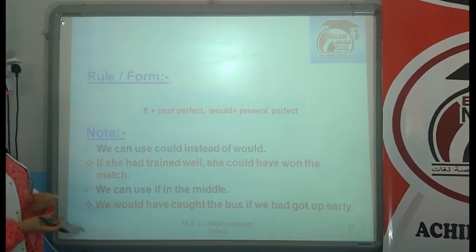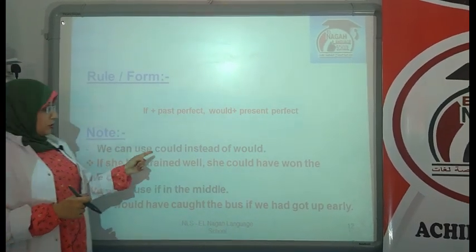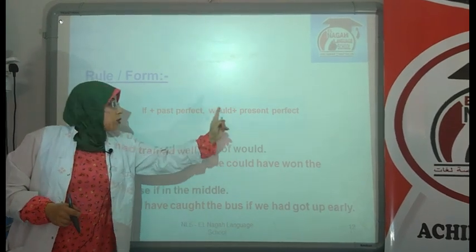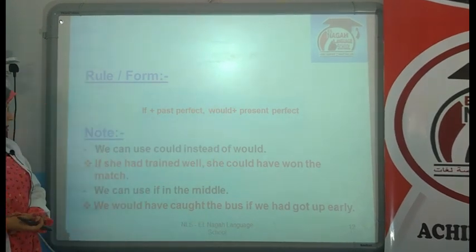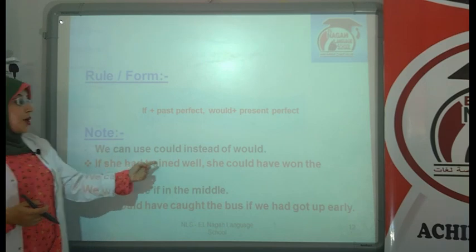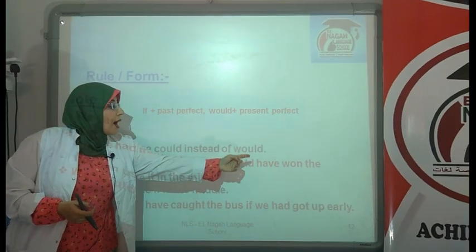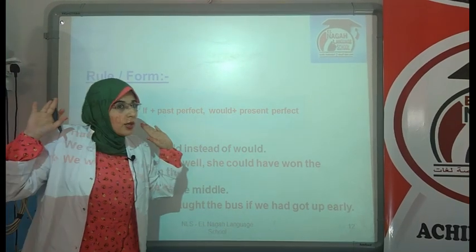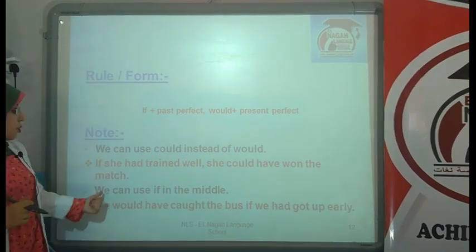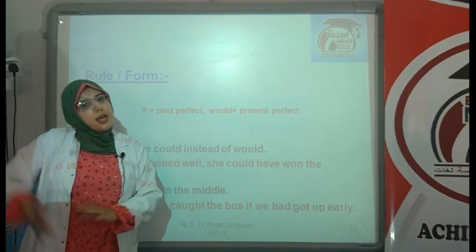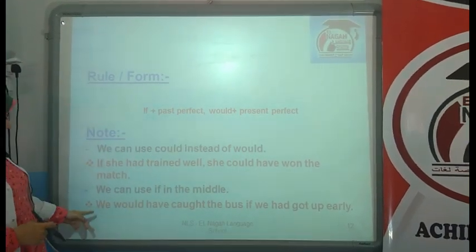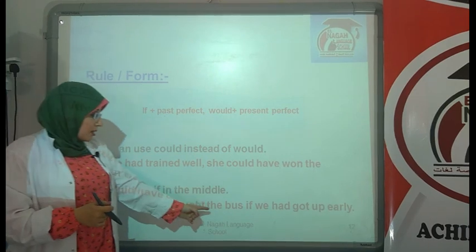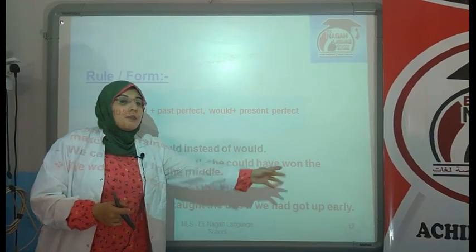Note: we can use could instead of would. What is the example? If she had trained well, she could have won the match. It means that she didn't win the match. We can also use if in the middle, as we mentioned before: we would have caught the bus if we had got up early.